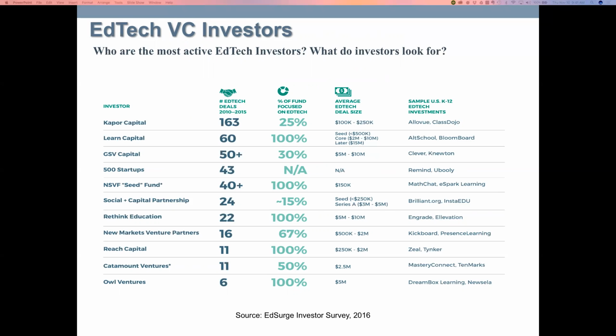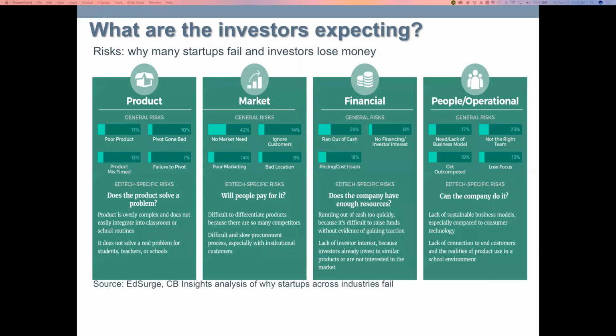We are currently having conversations with some of these VC firms, and as part of the program, we will have a representative from a VC firm give a webinar later in the program, talking in greater detail about the best practices for reaching out to VCs, how to present your innovation, and what criteria venture firms have for investing. So what are the investors expecting?